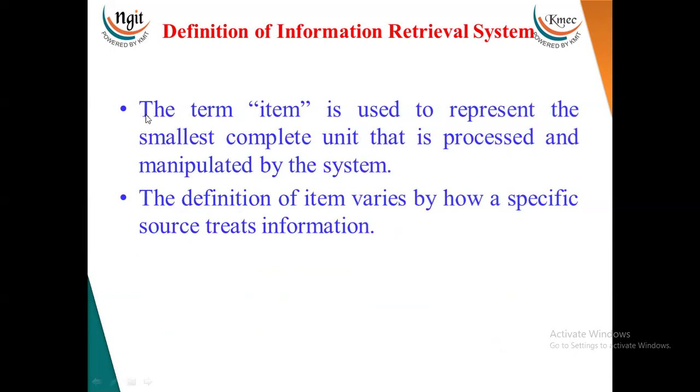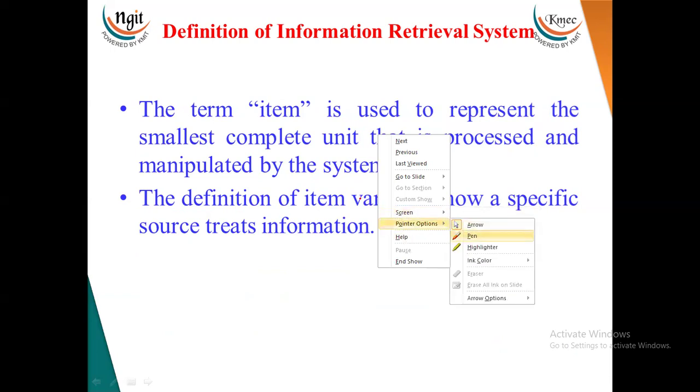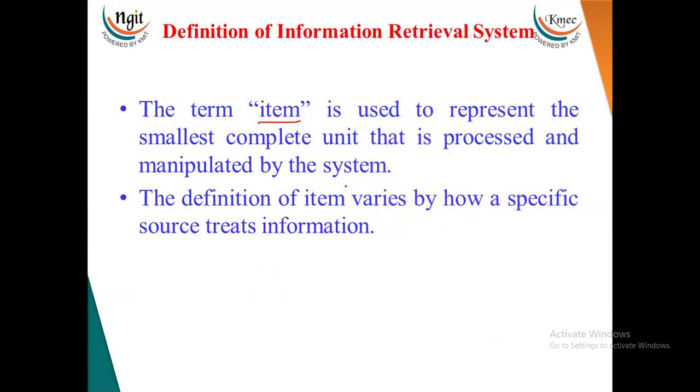Okay. So next one, the term item is used to represent the smallest unit. For example, what is a term item? Suppose in Google, I search for a keyword related to IRS. I'll type information retrieval system. So what is an item here? I'll split up this information retrieval system. I cannot split this particular word into further divisions. So information is one item, retrieval is one item, system is one item. Okay. So the term item is used to represent the smallest complete unit that is processed and manipulated by the system.